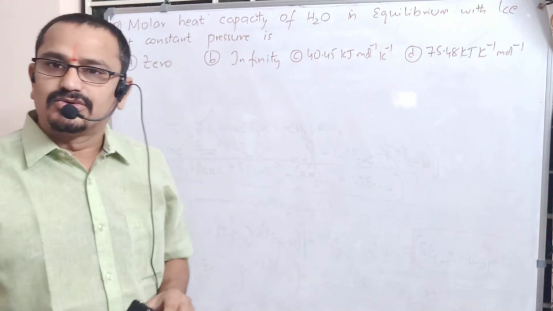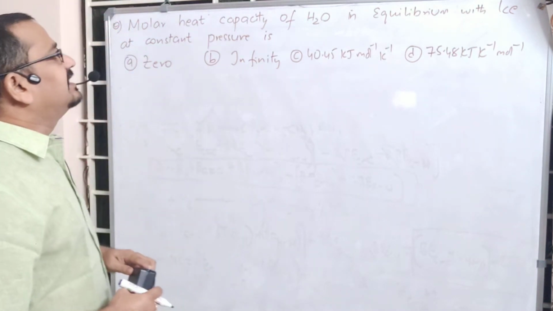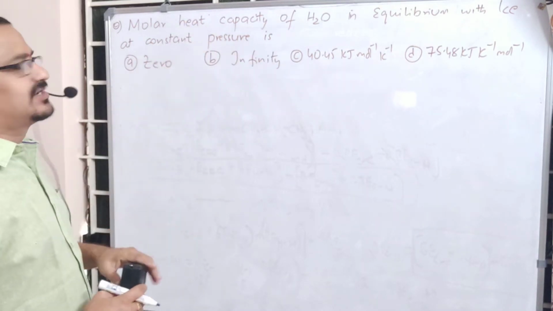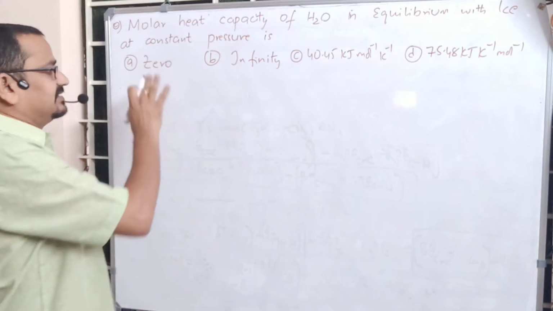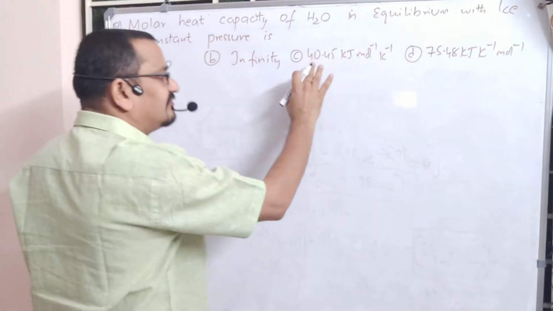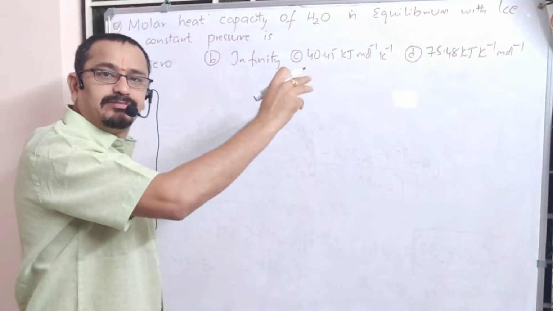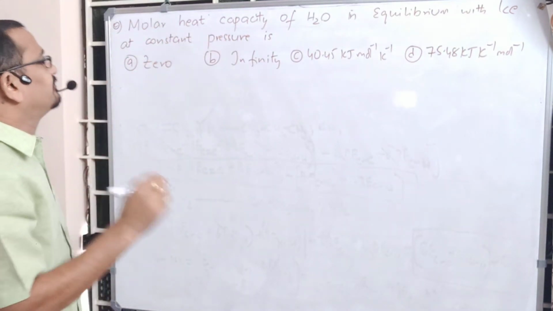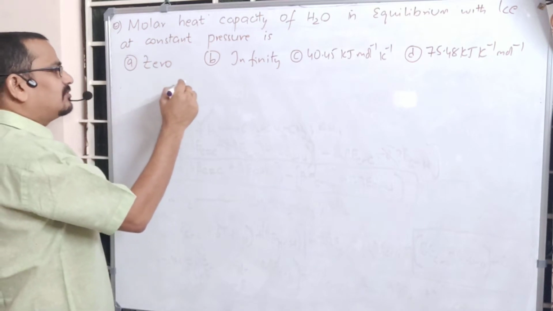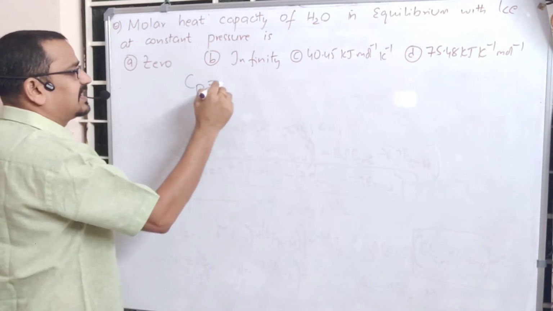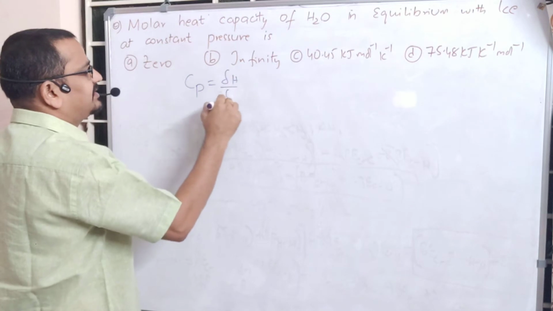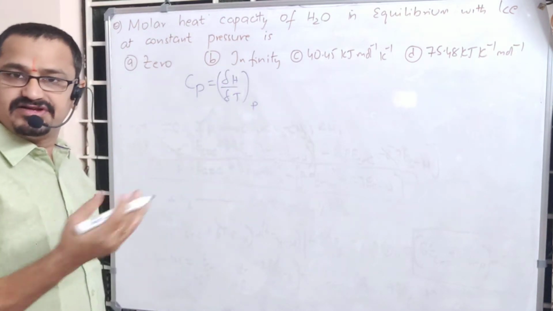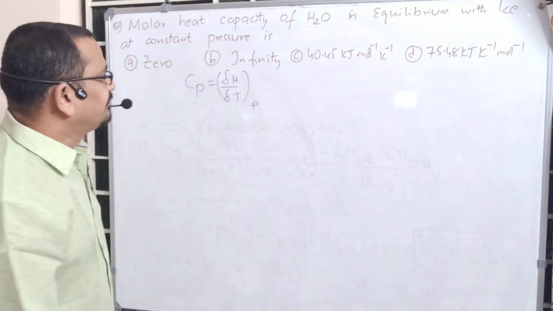See, this is another question: the molar heat capacity of water which is at equilibrium with ice at constant pressure is 0, or infinity, or 40.45, or 75.48. Now let us see which one is the solution. We have molar heat capacity at constant pressure as delta H by delta T at constant pressure. This is a standard expression from thermodynamics, in chemistry and physics.